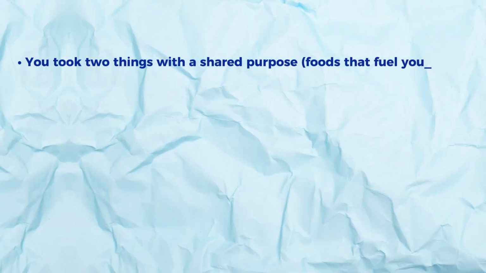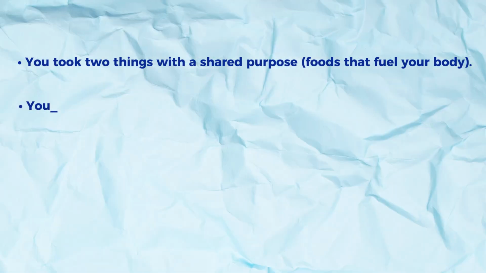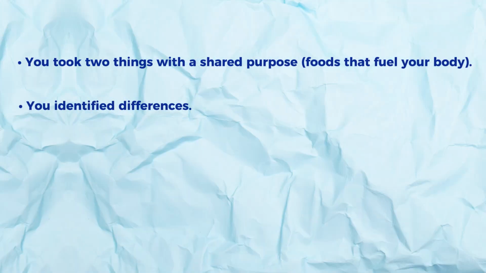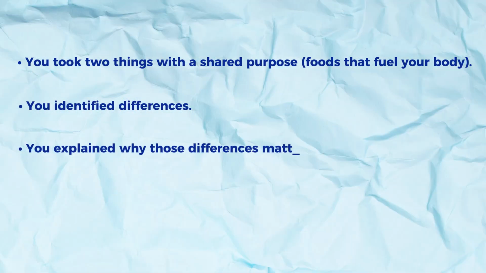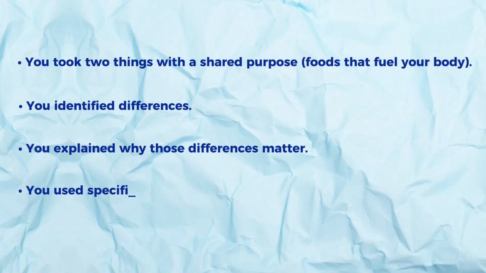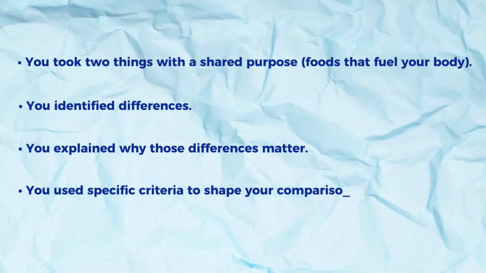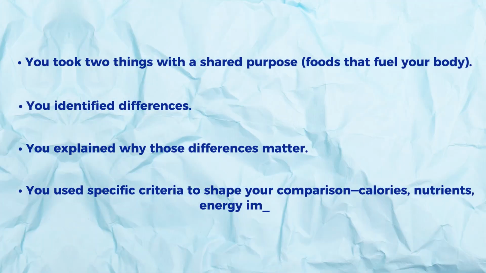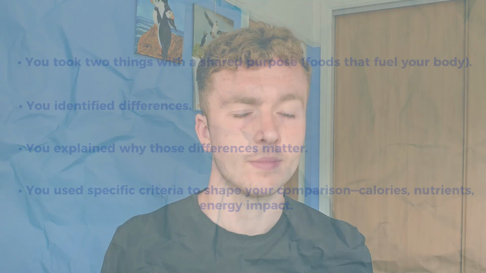You took two things with a shared purpose, foods that fuel your body. You identified differences. You explained why those differences matter, and you used specific criteria to shape your comparison: calories, nutrients, energy impact. And that is how we compare, and it's exactly the same in English.